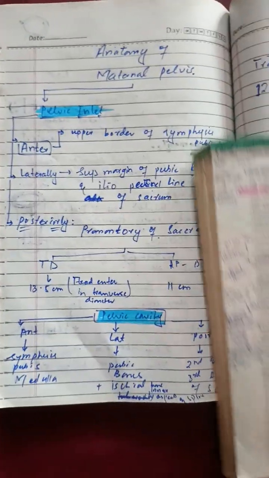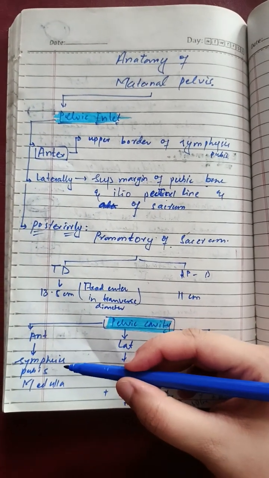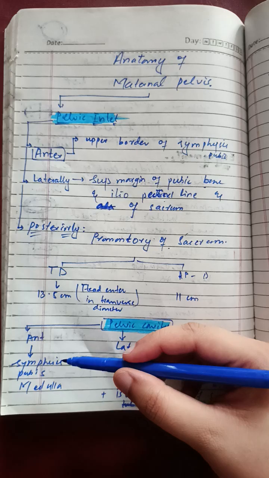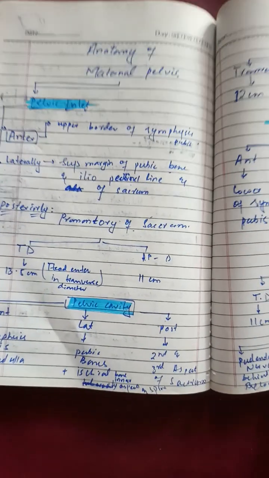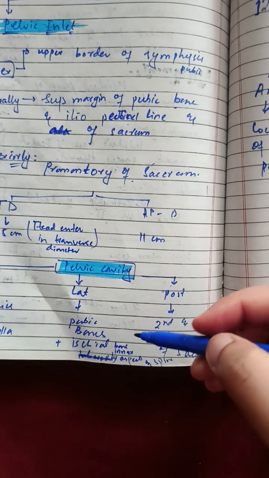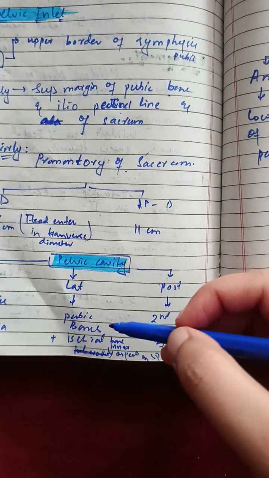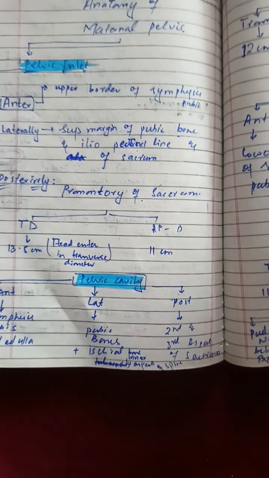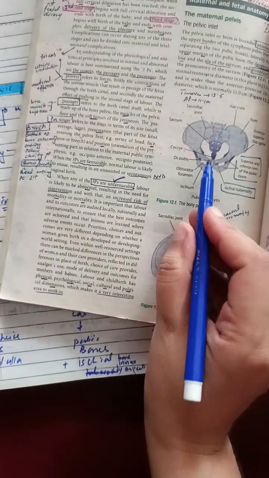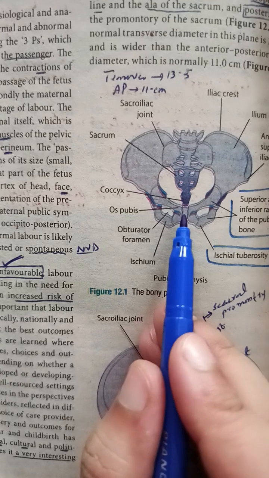Then, what is the pelvic cavity? The pelvic cavity is anteriorly lined by the symphysis pubis, laterally by the pubic bone, the inner aspect of the ischial bone, and the ischial spine, and posteriorly by the second and third pieces of the sacrum. This is the pelvic cavity. This is the pubic bone.